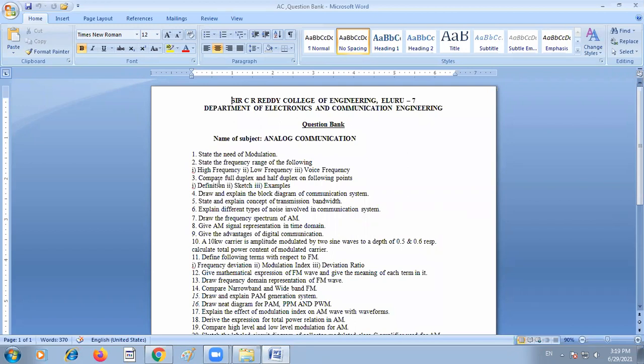So the fourth one is draw and explain the block diagram of communication system. The communication system source emits the signals, and the source is given to an encoder. The encoder output is given to the modulator. The modulator output is given to a channel, and the channel output is given to the demodulator. Demodulator output is given to decoder, and the decoder output is given to destination or sink. This is the block diagram of communication system.